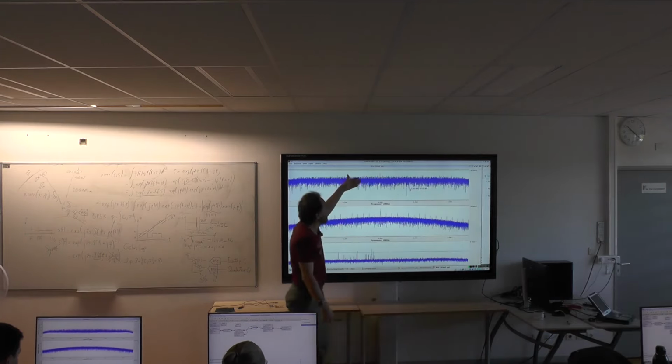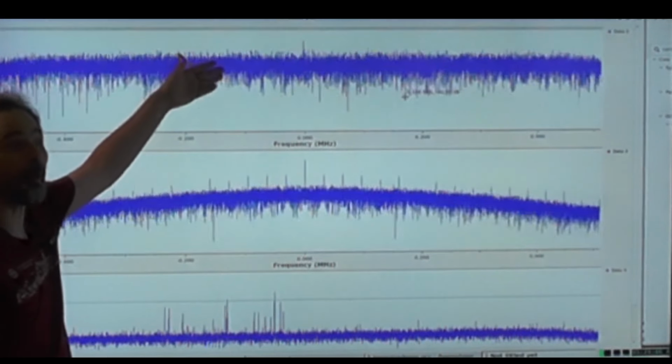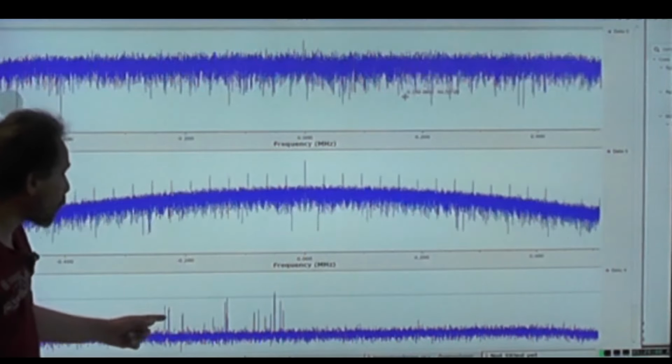This is the power spectrum of your GPS signal. No way to see anything here. This is a squared signal.